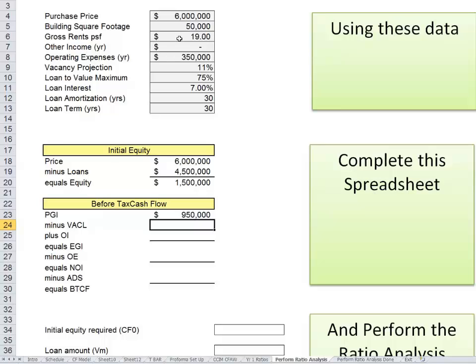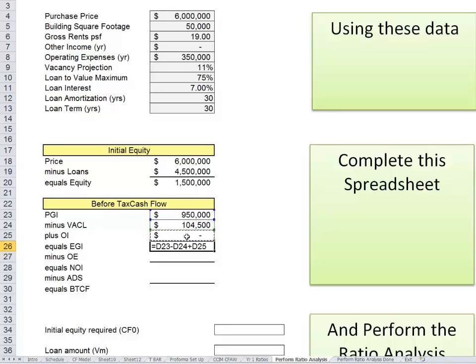Our vacancy is a percentage of that. So it's that $950,000 times 11%. Our other income, in this case, it's 0. But since we've got a place for it up here in data, we want to make sure that we maintain a place for it down here in the statement. So we're going to just refer to that 0. Maybe next time it won't be 0, or maybe we want to analyze what is the value difference if we can get some other income on this property. So our effective gross income equals potential minus vacancy plus other income.